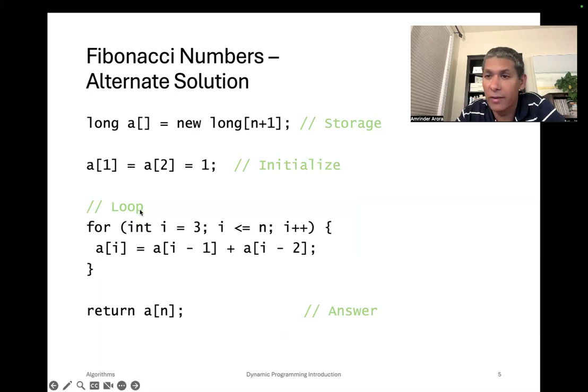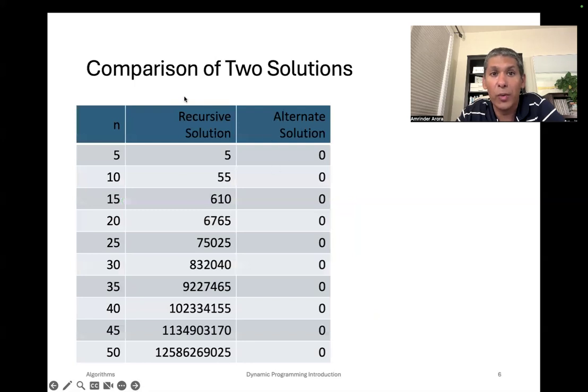We notice that there's not a recursive call per se. It's just a loop, but that's what it comes to. And finally, we return the answer. And when we try to time this new solution, we see that it actually takes no time. It takes literally zero time here. So the time complexity for this alternative solution is nearly zero.